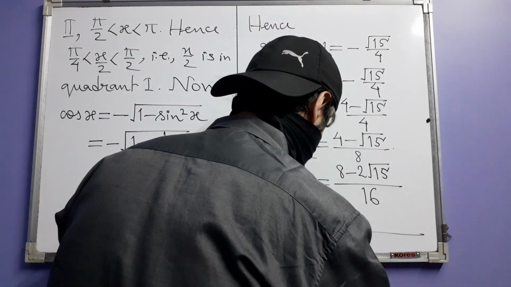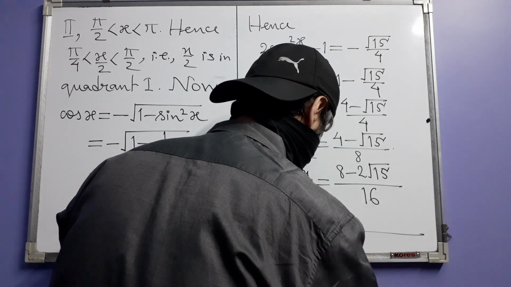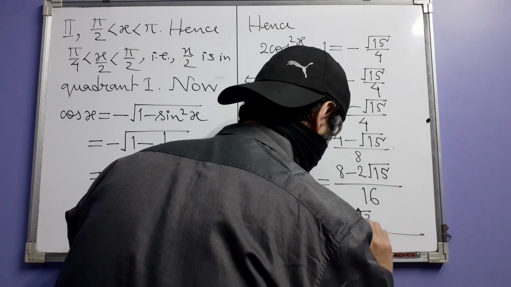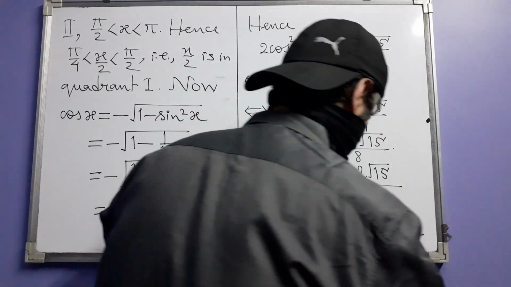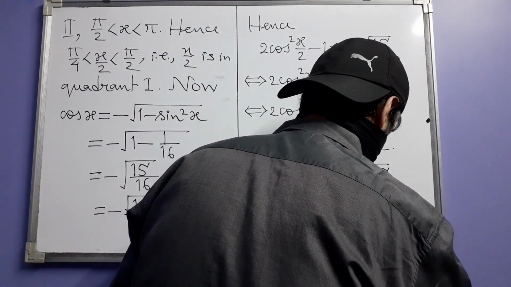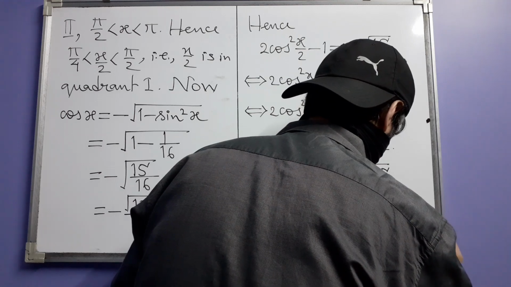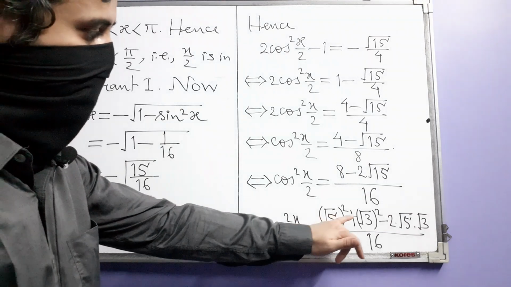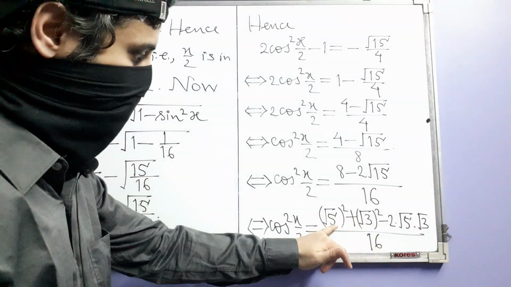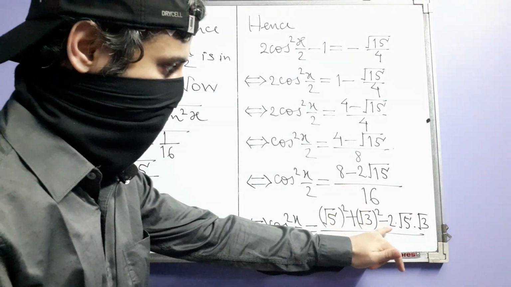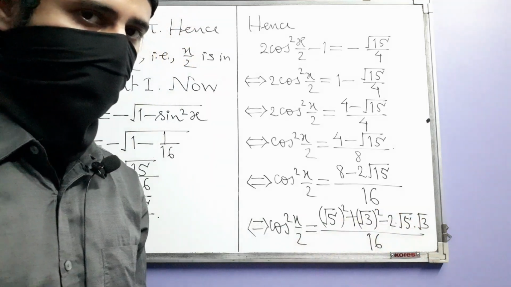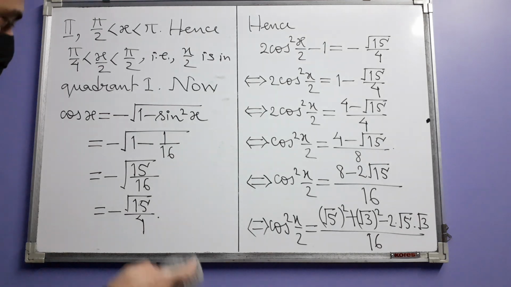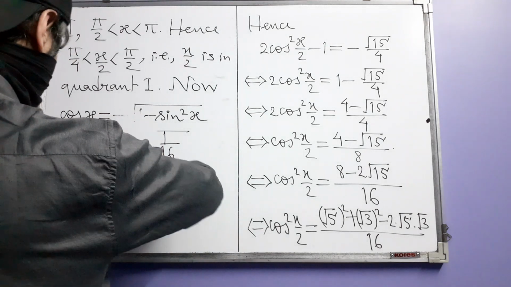How? If you look carefully, you will notice this. Minus 2 times square root of 5 times square root of 3. After cancelling the square roots and squares, you get 5 and 3. That is 8 minus 2 times root 5 times root 3. So that is your usual a minus b whole square formula.